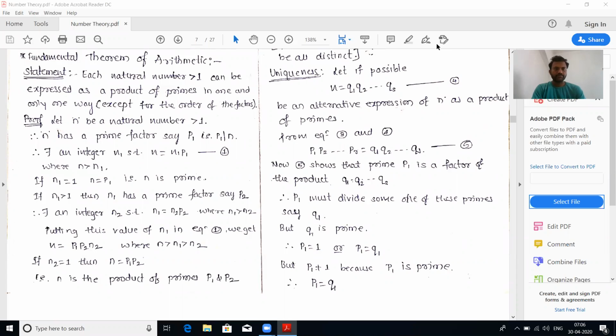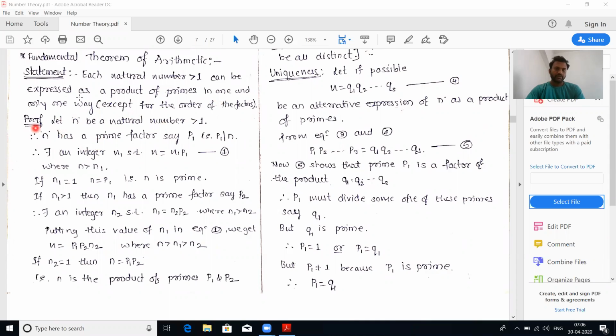I am sending the video on number theory. In that, we will start from the fundamental theorem of arithmetic. The statement of the theorem is: each natural number n greater than 1 can be expressed as a product of primes in one and only one way, except for the order of the factors.